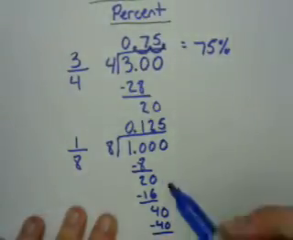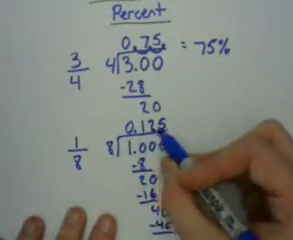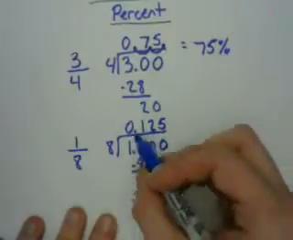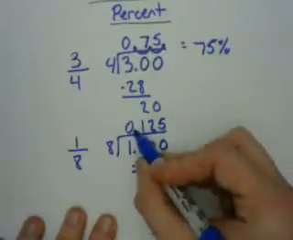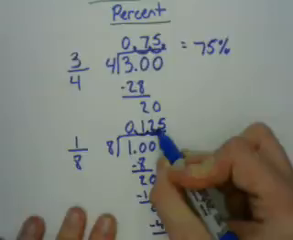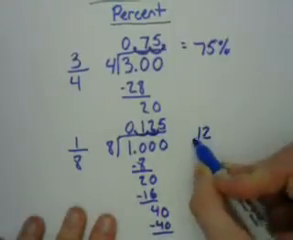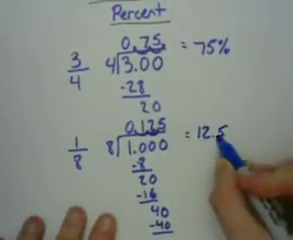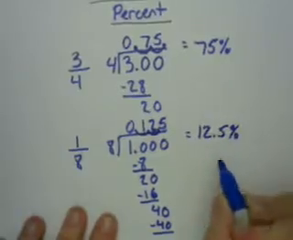Okay? So here I can say it's 0.125. Well, again, to change this decimal to a percent, I just take this decimal, move it 2 to the right. It is now 12.5%.